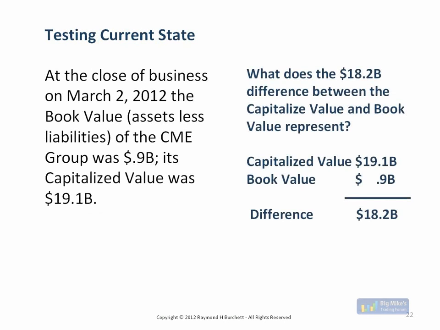Close of business, March 2nd. Happened to be unemployment. I went to Yahoo Finance. I looked up the book value of the CME. Book value is assets less liabilities. It's $0.9 billion or $900 million. Capitalized value was $19.1 billion. That's shares outstanding times the stock price. You'll see here it's a spread of almost $18.2 billion.